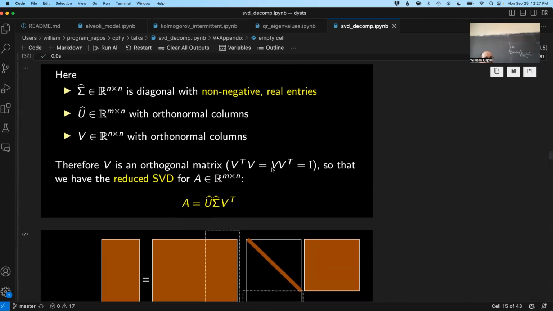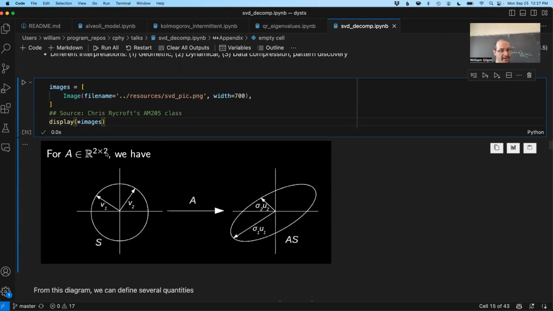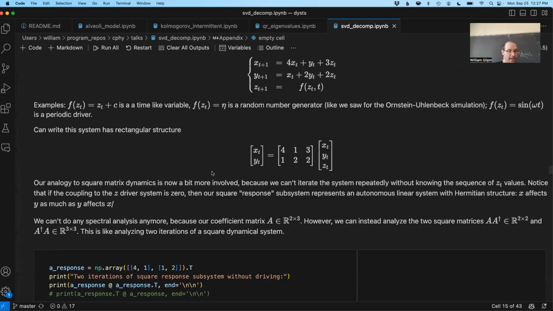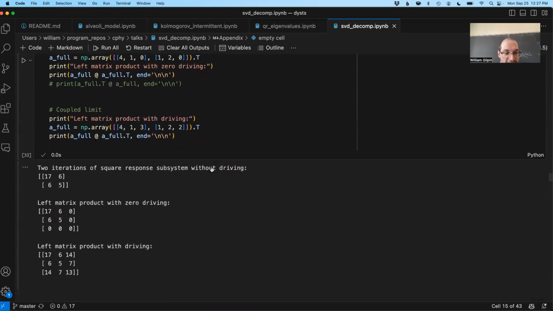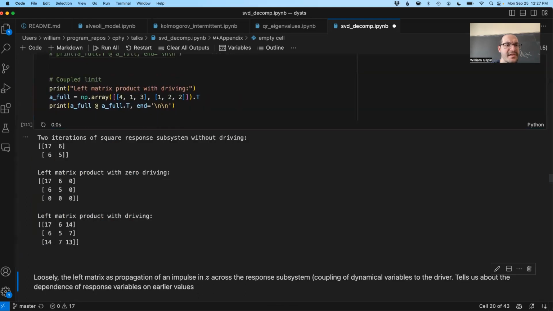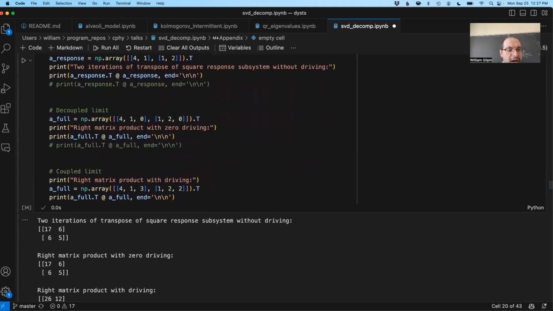SVD is one of these things where everyone has their own favorite pocket interpretation. The book likes talking about it as a compression problem. I like Chris's notes because he talks about it as the stretching of different directions. But I like to use it for thinking about how this generalizes the idea of matrices operating on initial conditions. I give a little demo here, but I don't think that's super exciting, so we'll leave that aside for now.